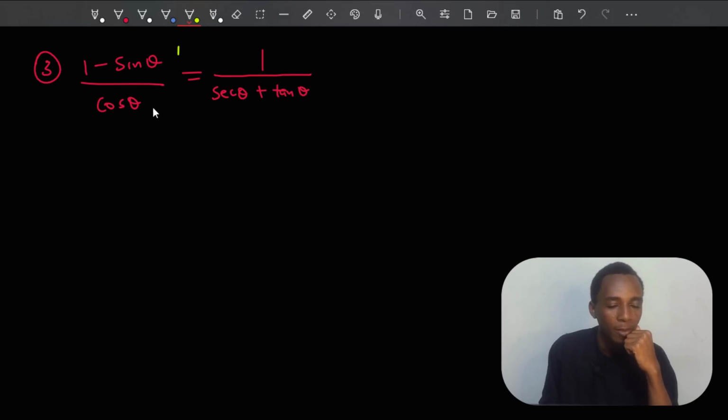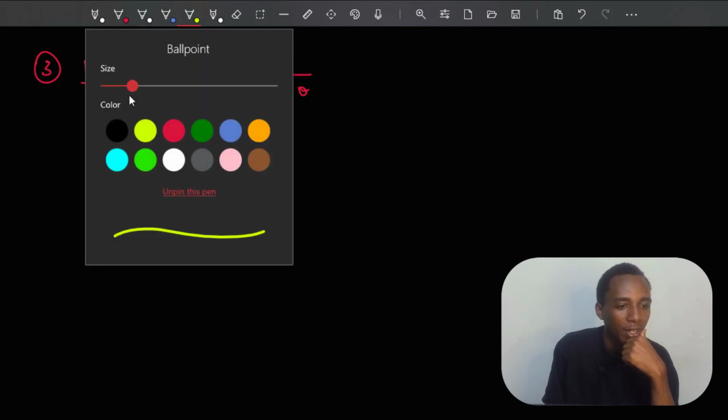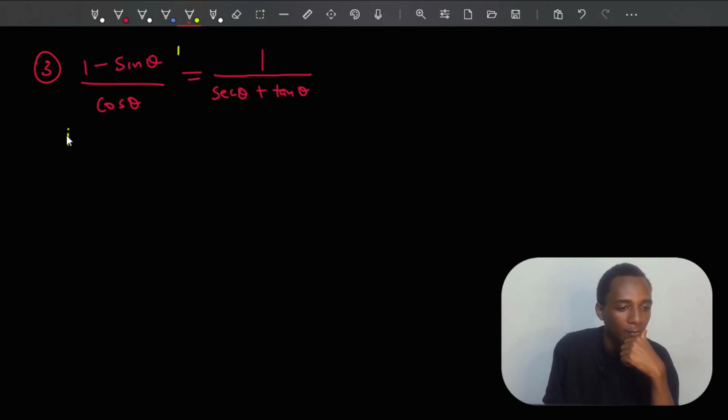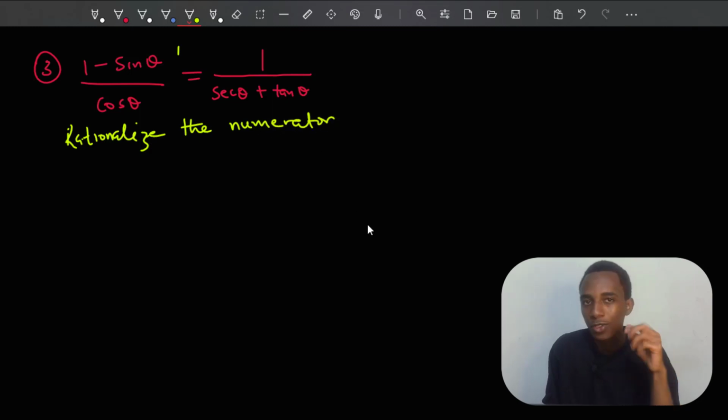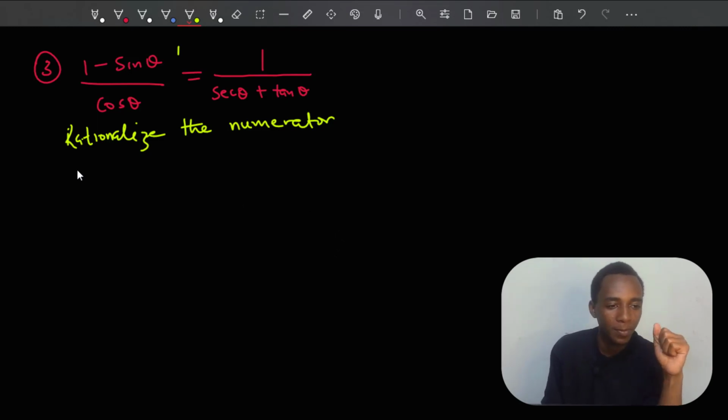So I'm going to begin by rationalizing the numerator, because I think that's a great idea, since if I rationalize this, it's going to have something to do with the Pythagorean theorem, which I think is a nice thing for this one here. So let's go ahead and do that. Rationalizing the numerator is, by the way, a great technique while evaluating these proofs. Sometimes you just have to try out random stuff and see which one works.